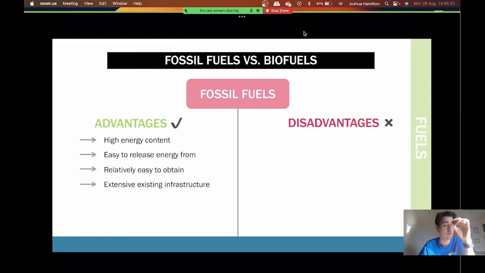And this is a really common sense point that is a good one to produce. And sometimes in chemistry, using a common sense point is not a bad thing. Using common sense is sometimes a very good thing. And that advantage is extensive existing infrastructure. Disadvantages are that they're not renewable.